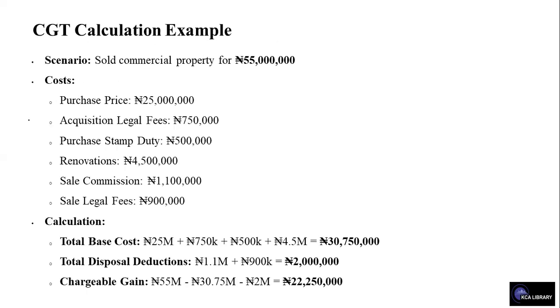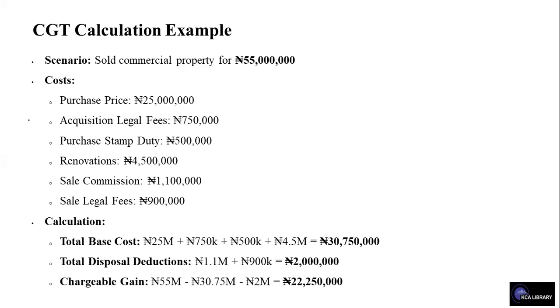To calculate this, we have an example. The scenario is where a commercial property is sold for 55 million naira, and the costs are shown below: purchase price of 25 million, acquisition legal fee of 750,000, purchase stamp duty of 500,000, renovation of 4.5 million, sales commission of 1.1 million, and sales legal fee of 900,000.